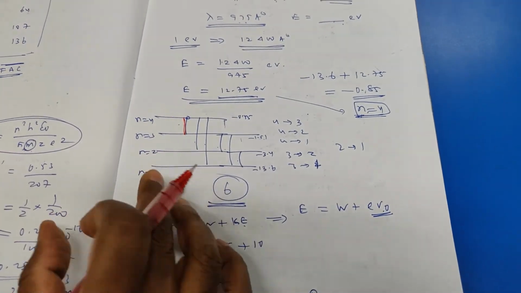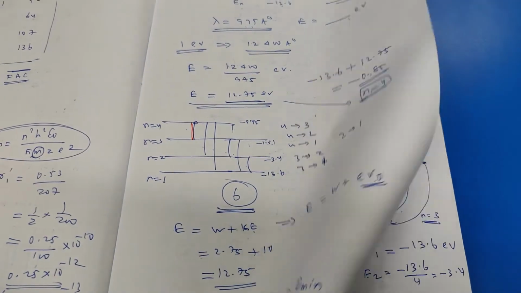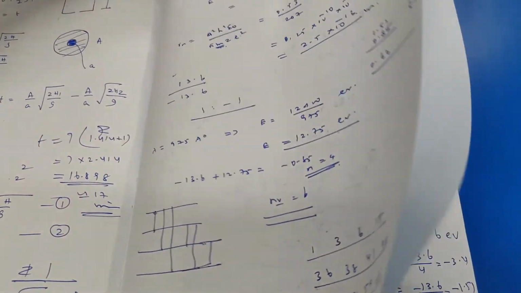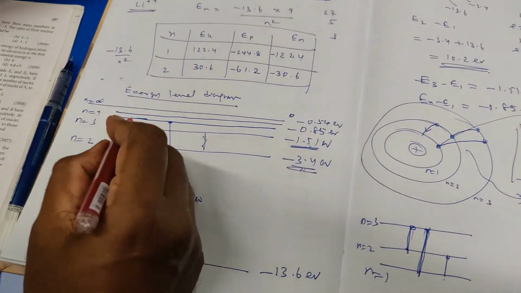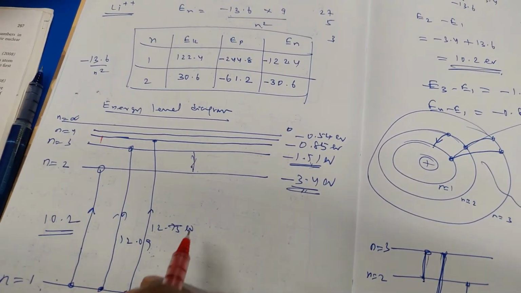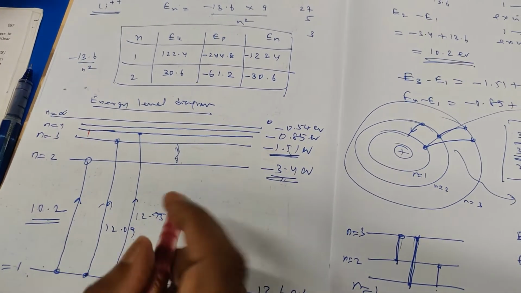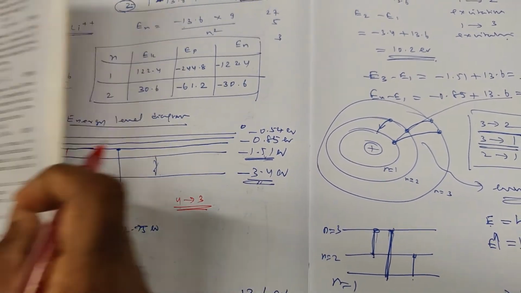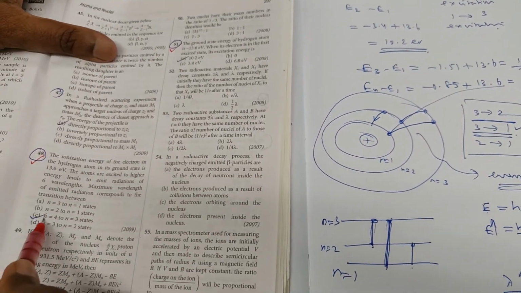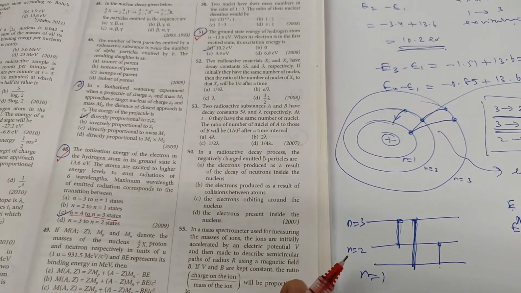Because when we draw the energy level diagram, we have to draw it with the proper gap. We have drawn it here with the proper gap. You know, this gap is very less. Here it is having more gap, more energy. Okay, so 4 to 3 is the transition which is having minimum energy. So that option is here, 4 to 3.